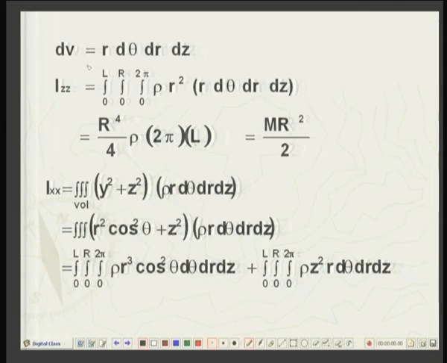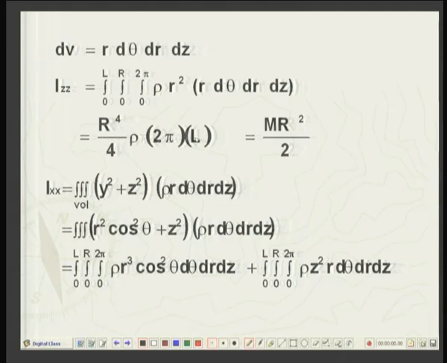Well, this integration is very simple. First of all, r cubed integrated from 0 to r will give me r^4 by 4, and θ dθ integrated from 0 to π will give me 2π, and dz will integrate to simply L. So, you will have r^4 by 4 into rho into 2π into L.